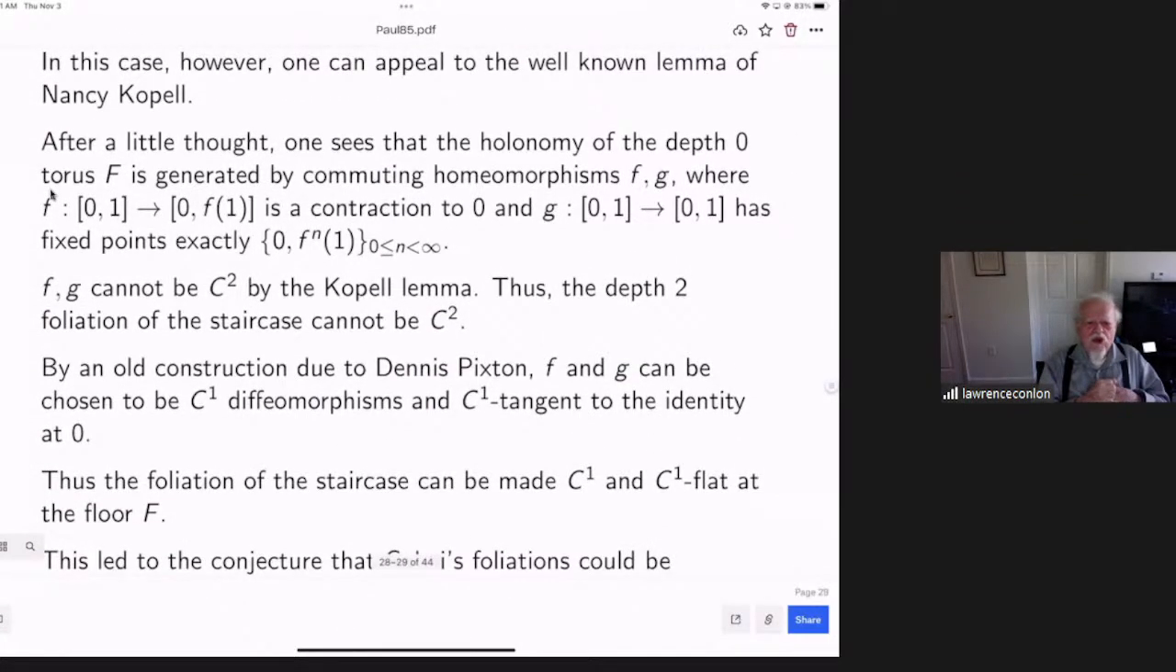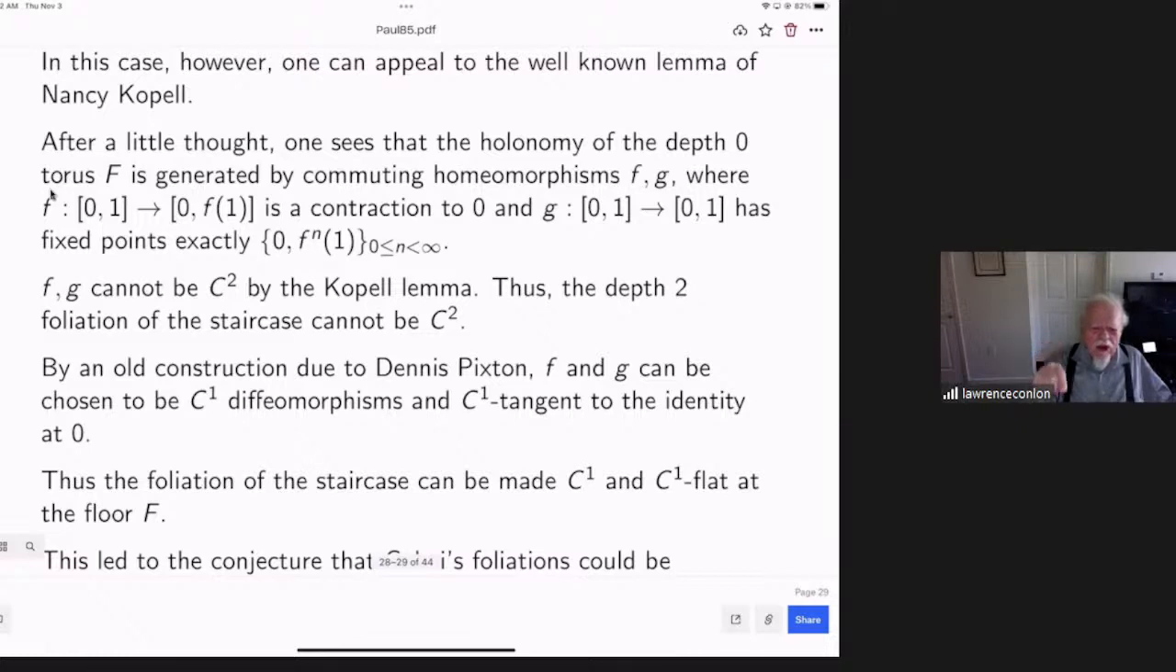So in this case, you really don't need that theorem by Conlon and myself. We can appeal to the well-known lemma of Nancy Kapell. And actually, the work that John and I did was a vast generalization of the Kapell lemma. So after a little thought, you can see that the holonomy of the depth 0 torus is generated by commuting homeomorphisms F and G, where F is a contraction to 0, and G has fixed points, which are exactly the orbits of 1 under the iterates of F.